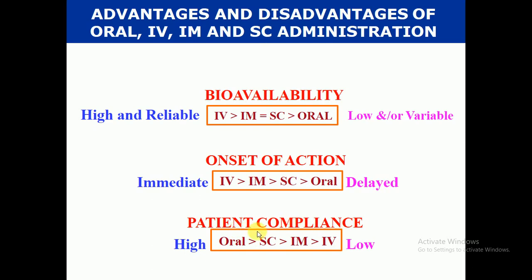Patient compliance: on the basis of patient compliance, that is, whether the patient is following the medications or not. Oral patient compliance is high because it is easy for the patient to take it. If we administer a drug orally, patient compliance is high in the oral dosage form, and it is greater than subcutaneous, subcutaneous is greater than IM, and IM is greater than IV. So patient compliance is very low, especially in the case of IV injectables.